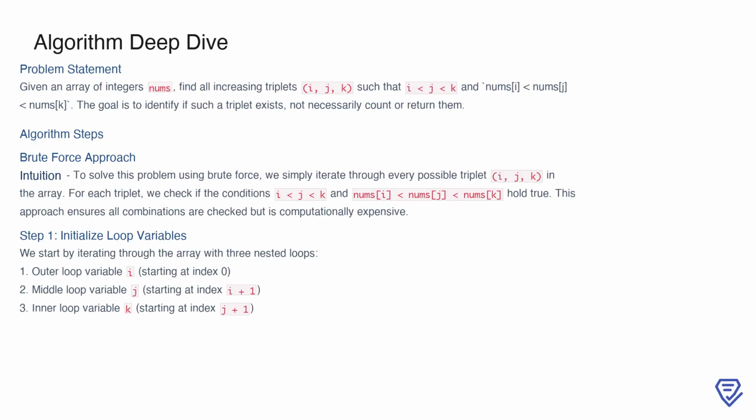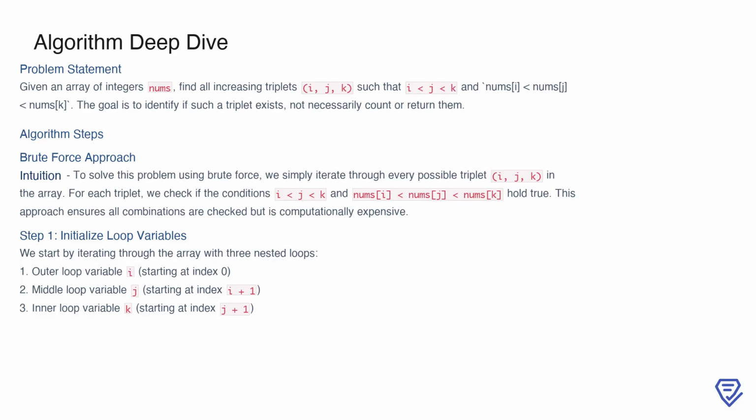In this problem, we are tasked with finding an increasing triplet subsequence within an array of integers, nums. Specifically, we need to identify if there exists a triplet of indices i, j, k, such that i less than j less than k and the corresponding values satisfy nums[i] < nums[j] < nums[k]. The result is a simple Boolean, true if such a triplet exists, or false if it does not.